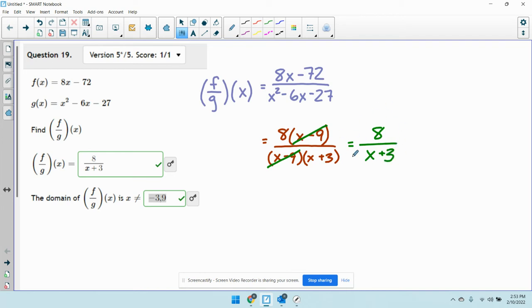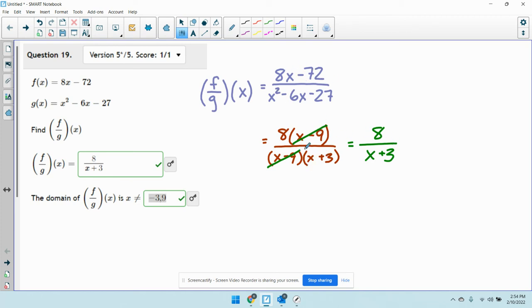But this is a simplified version of this. I've crossed out a factor. I've crossed out x minus 9. So when it asks for the domain, if I just list -3, which looks like it's the only issue with my domain now, then these two things are no longer the same. We're saying that I could plug 9 into this, but if I plugged 9 into this, it would not work. If I plugged 9 into this, it would not work.